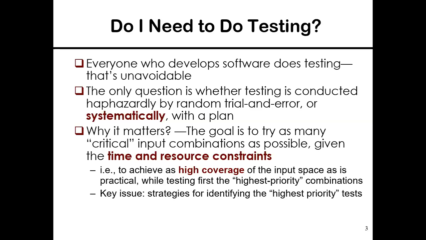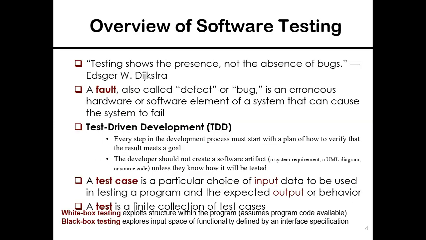So the key issue is strategies for identifying the highest priority tests. So which tests are of high priority? That is the question which all of us will be asking ourselves when you develop a software, or even when you're developing an algorithm. For example, in our research work, I have to test my algorithm for various aspects, because if I'm developing an algorithm, then I have to test it for efficiency, for speed, for portability, for functionality. So those are the highest priority tests which I'm looking at.